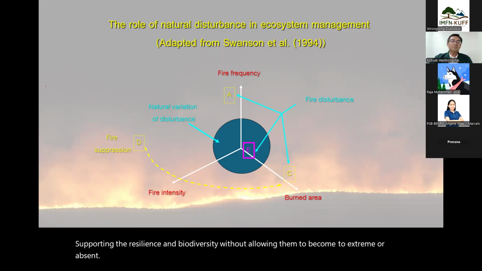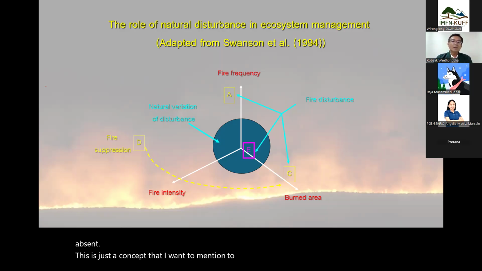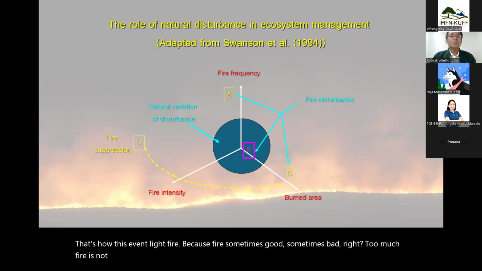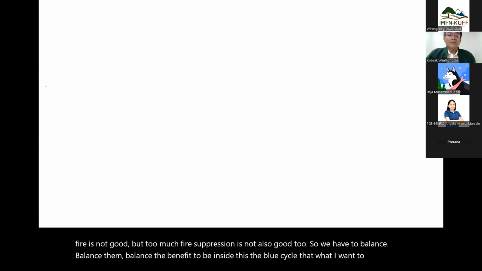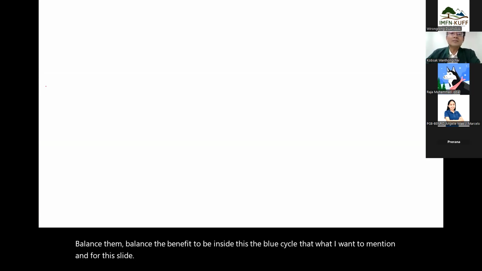This is just the concept that I want to mention to you: whenever we manage forest fire, please think about natural disturbance like fire, because fire sometimes is good, sometimes it's bad, right? Too much fire is not good, but too much fire suppression is also not good. So we have to balance the management to be inside this blue circle. That's what I wanted to mention to end this slide, and this presentation for the introduction.